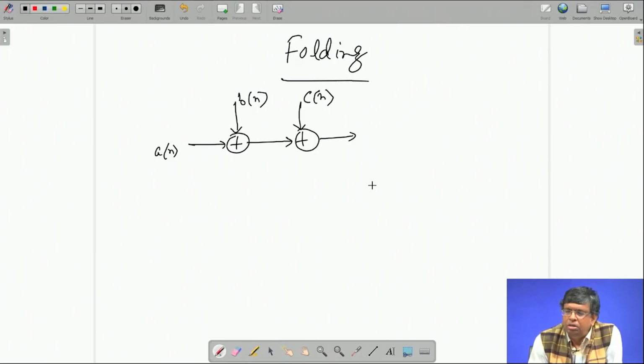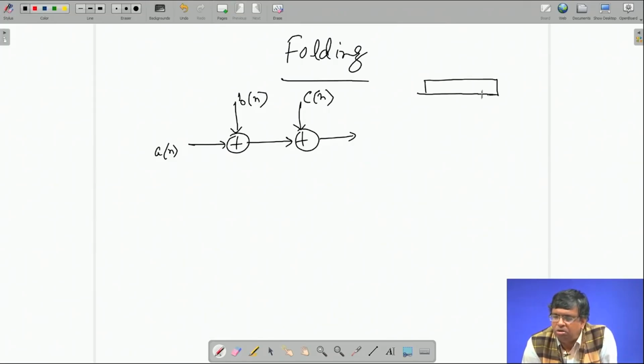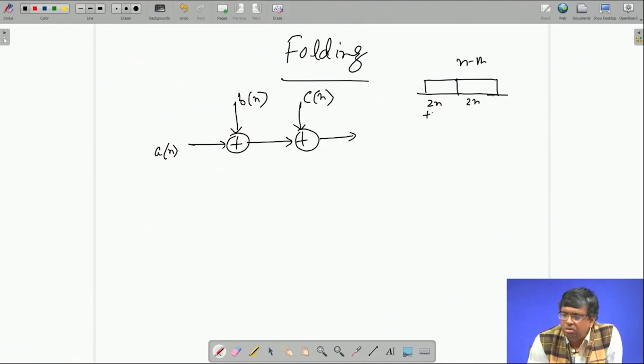Then what I will be doing, suppose this is the nth clock period, I will divide it into two because there are two adders. So, I will divide it into two periods. They are called system clock periods now. The system will be faster. So, this is 0th, this is 1st. So, actually this will be 2n plus 0, this is 2n plus 1.